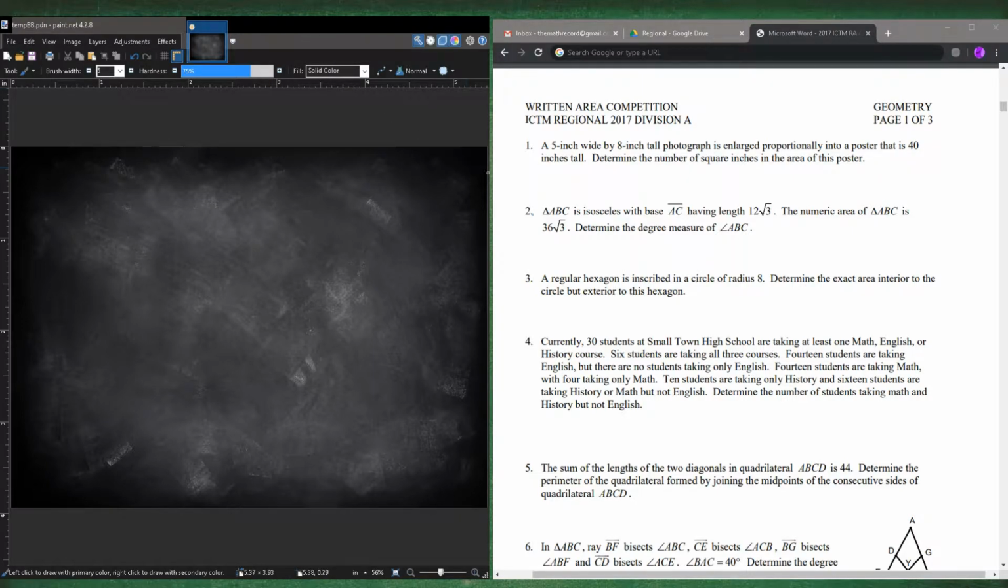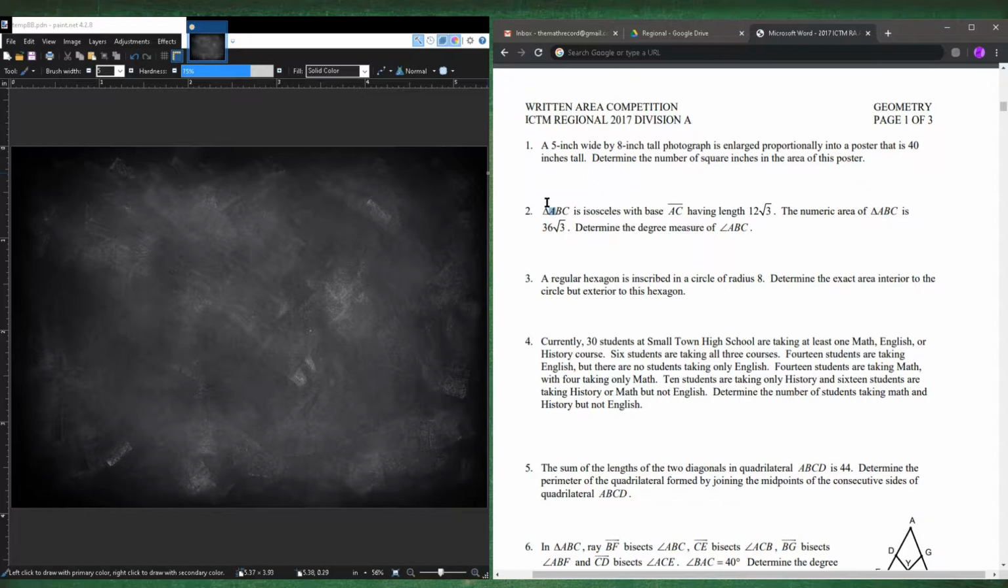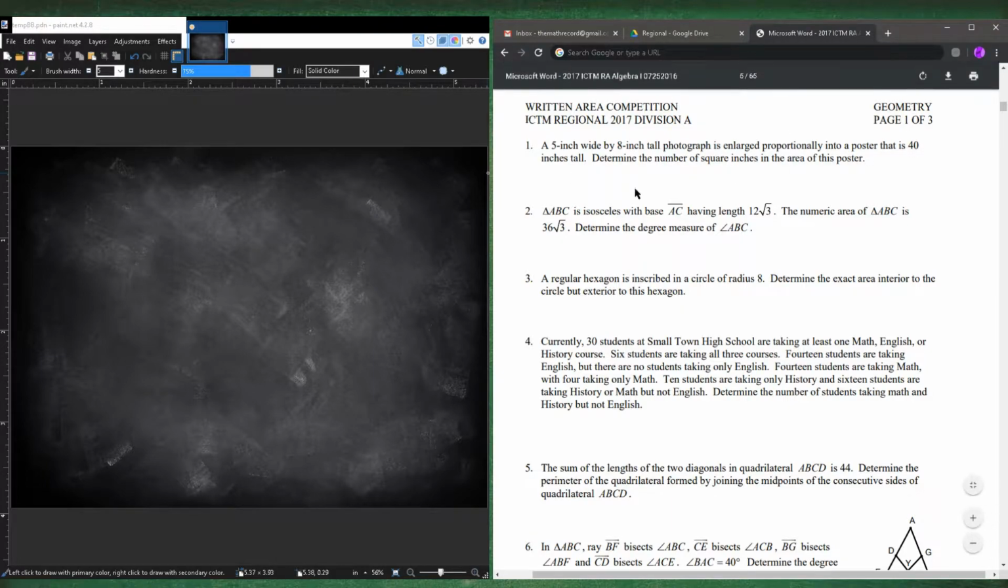Okay, let's begin. So, number one, a 5-inch wide by 8-inch tall photograph is enlarged proportionally into a poster that is 40-inch tall. Determine the number of square inches in the area of this poster. Right? So you enlarged it from 8 inches tall to 40 inches tall. So that went up a scale factor of 5, right?